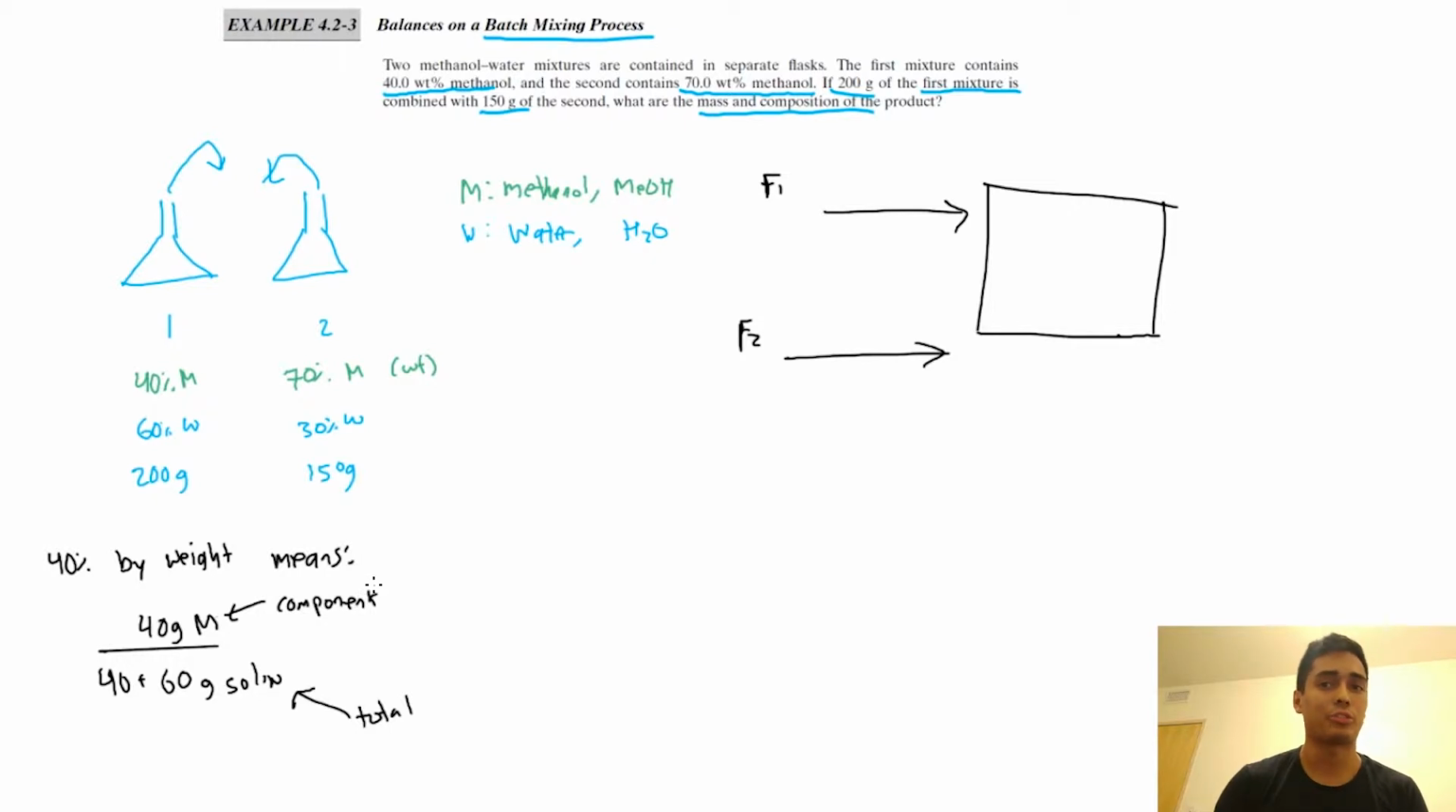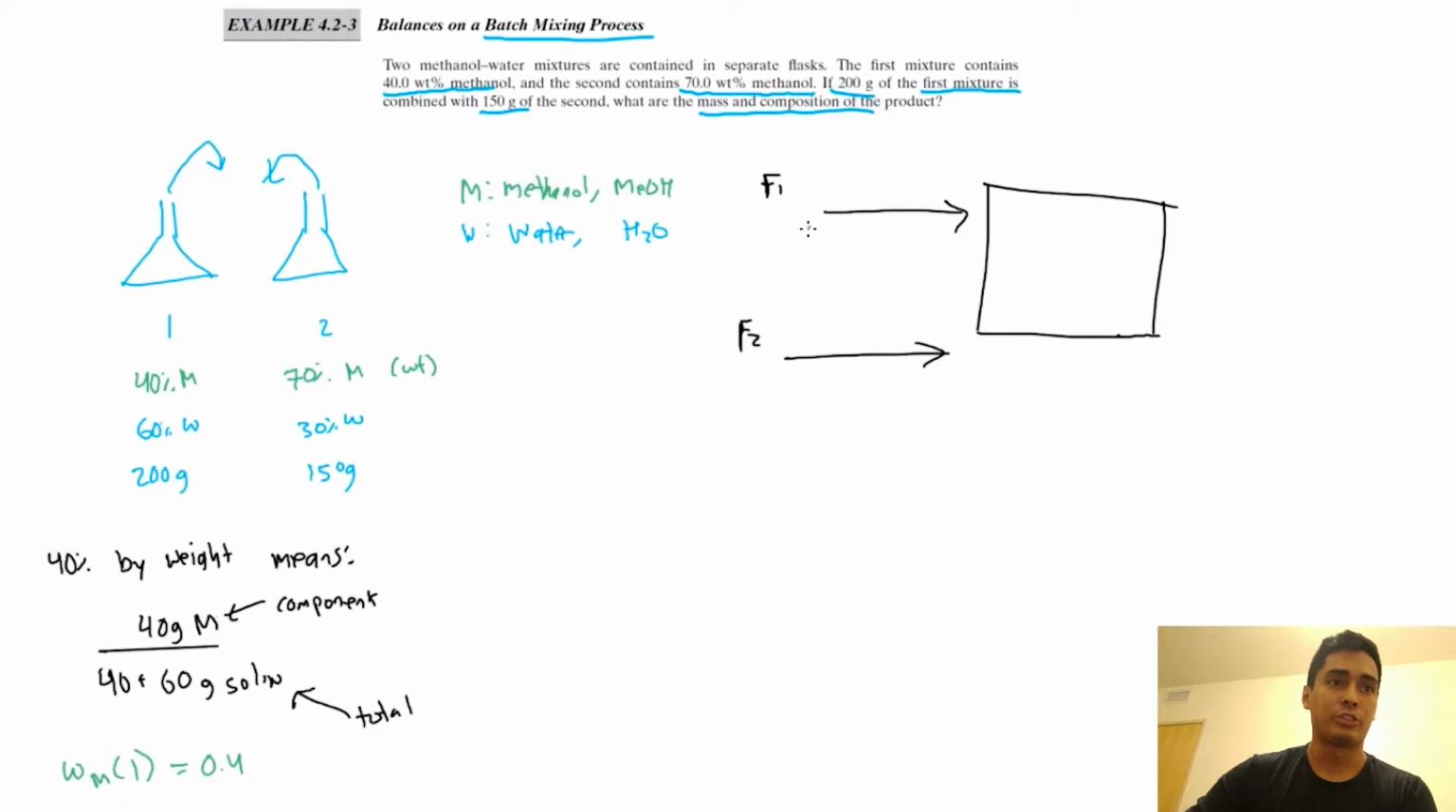I remember I was really struggling with the concept of mass fraction. It's really not that bad. You just have the component, which is 40, and the rest of it, your balance, 40 plus 60. So the mass fraction of methanol in stream 1 is 0.4, right? Makes sense, right? So now we have this as a representation.